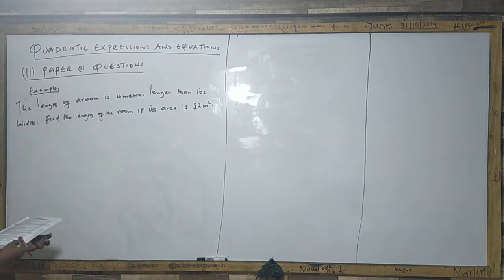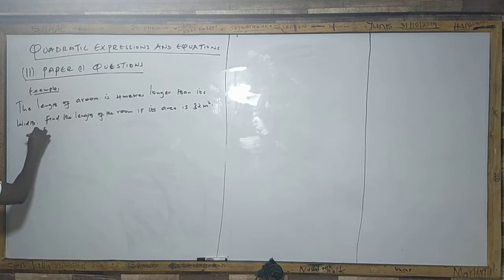Okay, now look at this question. It's also carrying 4 marks. You are told the length of a room is 4 meters longer than its width. So we will have this one. This is the figure. It should be a rectangle. So we have this one.